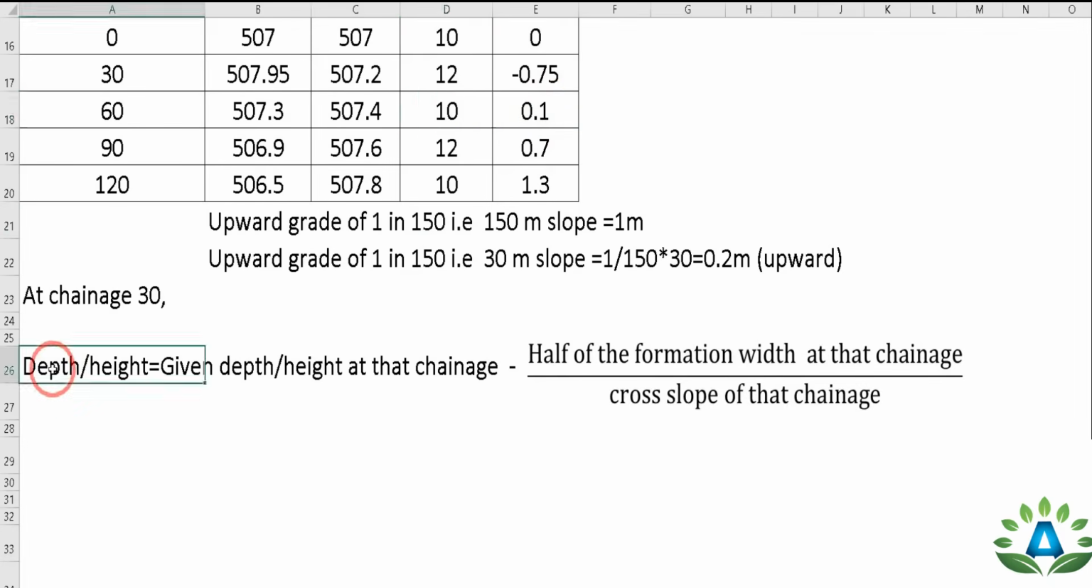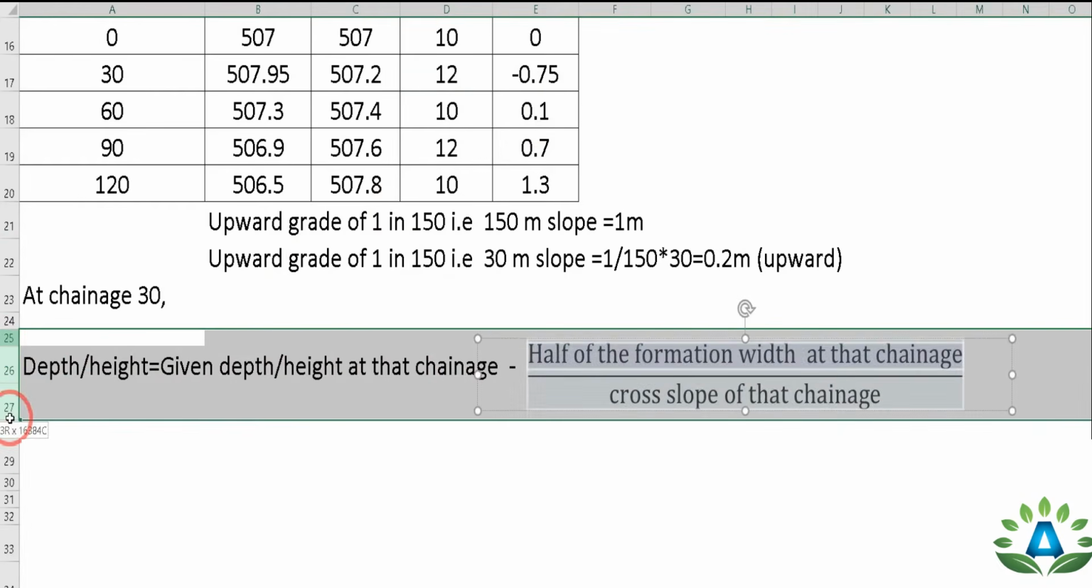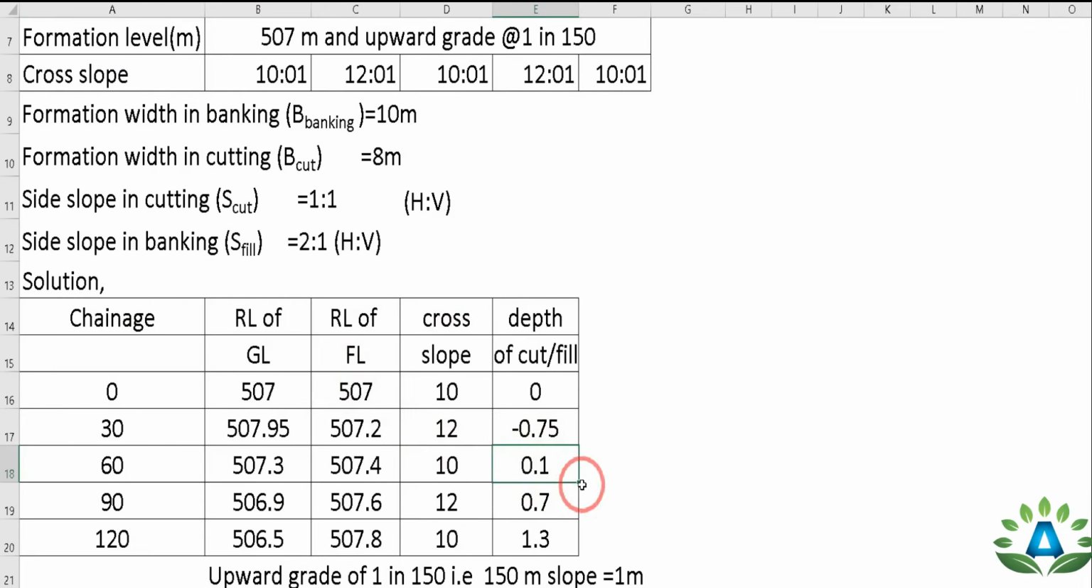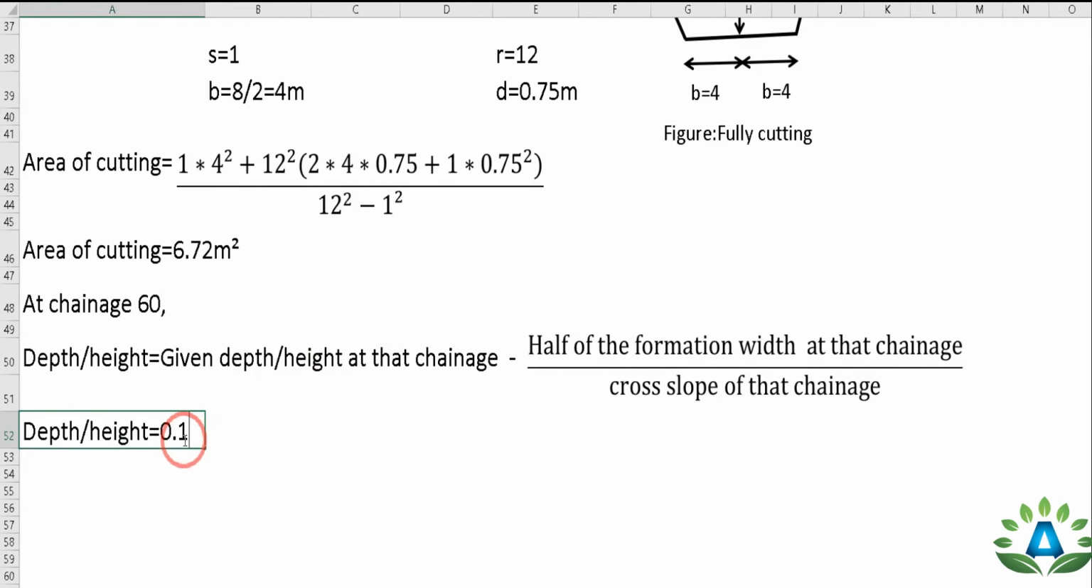So firstly we need to check whether it is wholly cut or wholly fill by using this same formula. So simply copy this formula. So at the chain edge of 60 we have the depth of 0.1. So depth equals to 0.1. So we have the depth of the fill.